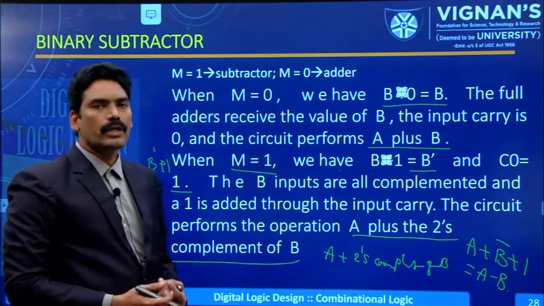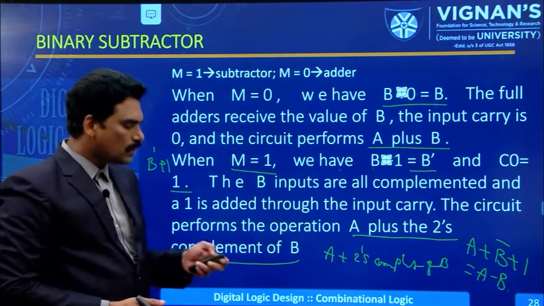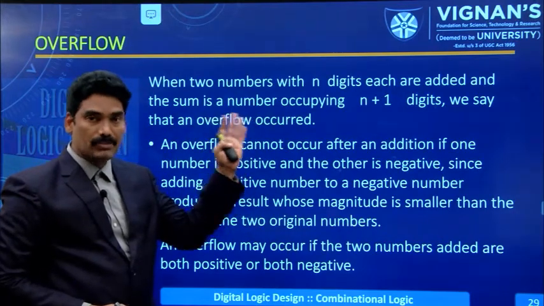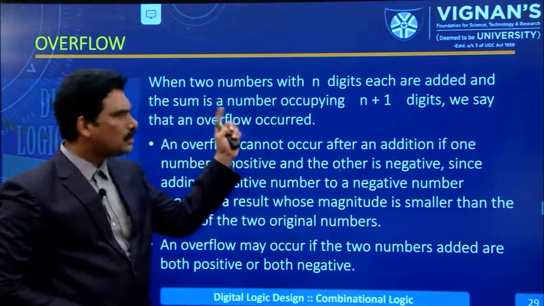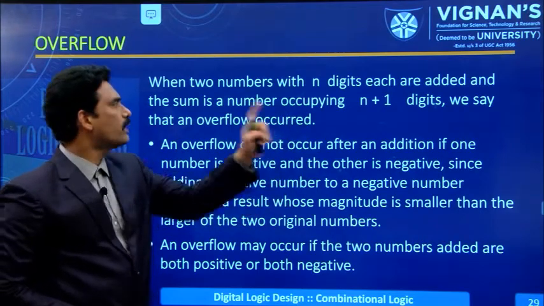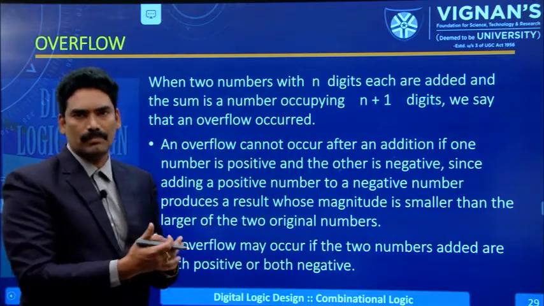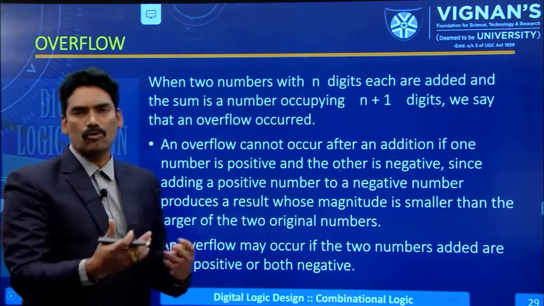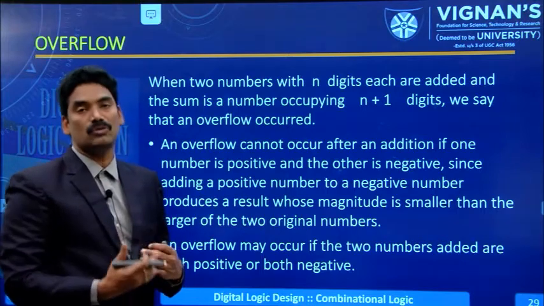Now, we are going to discuss another problem, the overflow problem. What is overflow? When two numbers with n digits each are added, and the sum is a number occupying n plus 1 digits, we say that an overflow has occurred. If we add two n digit numbers and the sum gets n plus 1 digits, we can say that an overflow has occurred. What is that overflow, and how are we going to handle it?